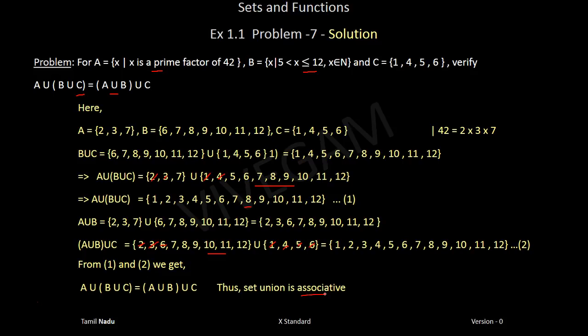Okay, so it's basically a simple operation. You have to do the LHS and RHS separately, and check whether they are equal. But in this case, they have not listed the elements. So the first step will be to list out these elements, and then only we'll be able to start the operation.